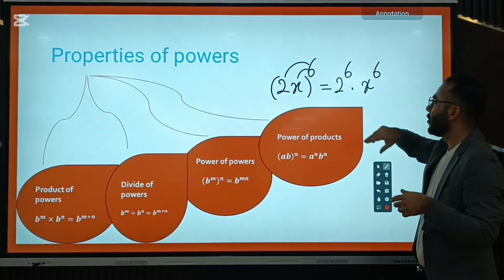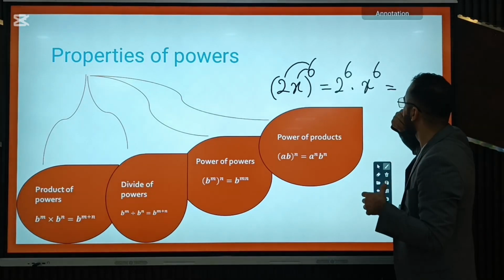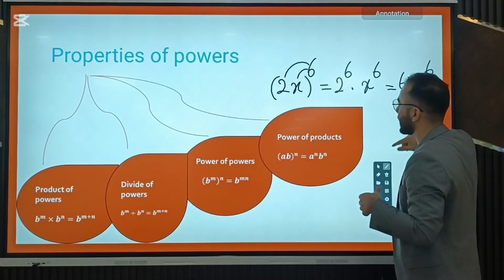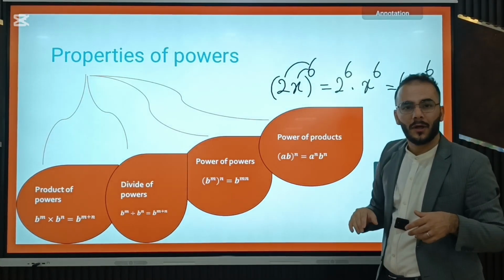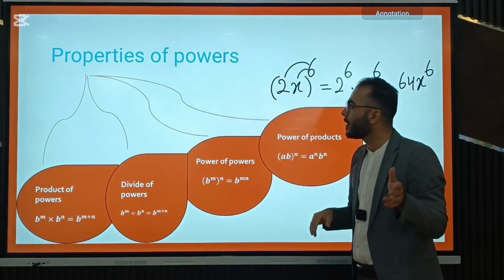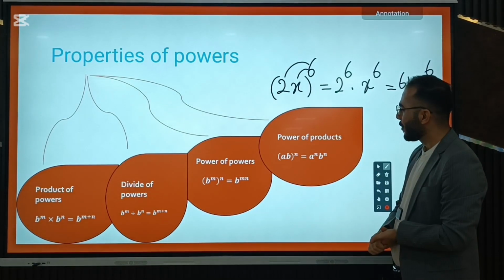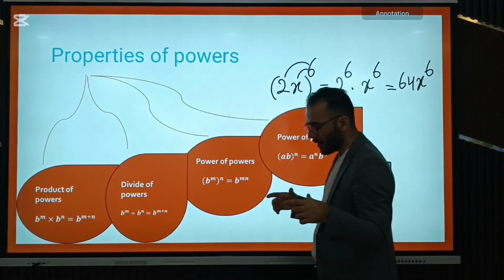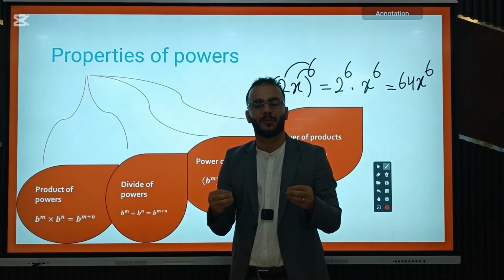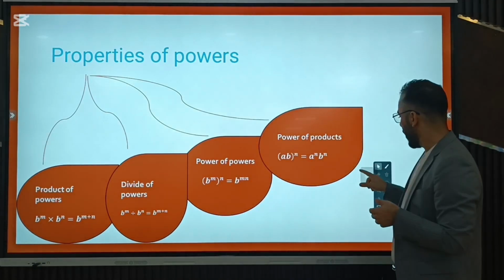If you know the numerical part, you can just turn it into a single number. 2 to the power of 6 is equal to 64, so 64 x to the power of 6. Both forms are okay. It depends on your teacher which one she or he is going to consider as a correct answer. That is about power of product. So when we have a product in a bracket and a power outside, that power will apply to each term inside the bracket individually.